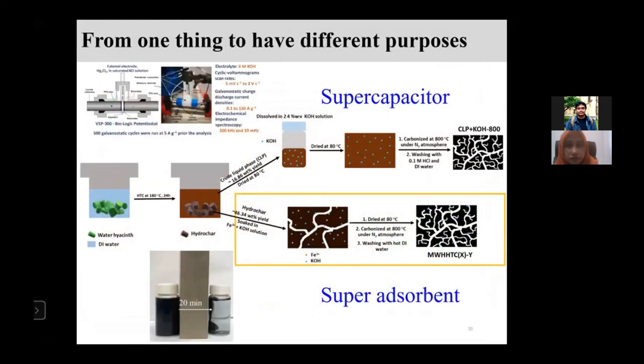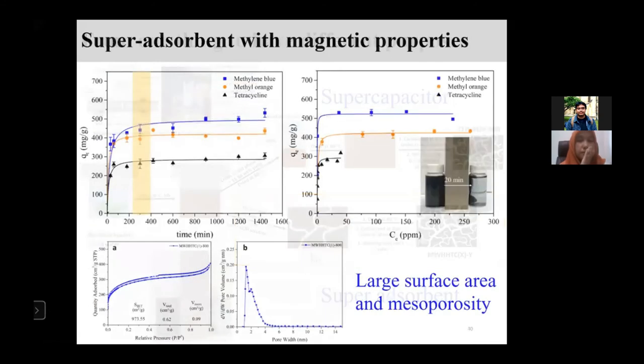So we try to turn it into two things. We use it to make a supercapacitor, a carbon-based material as well, and we turn it into a super adsorbent. Why do we call it a super adsorbent? In this case, you have to keep in mind that we don't do direct hydrothermal carbonization. We get the hydrochar after hydrothermal carbonization, and we add an activating agent, a little bit of KOH, into the sample, plus the iron, because we need the magnetic property and we need to activate to get a higher surface area as well. And this sample has a surface area up to 3,000.